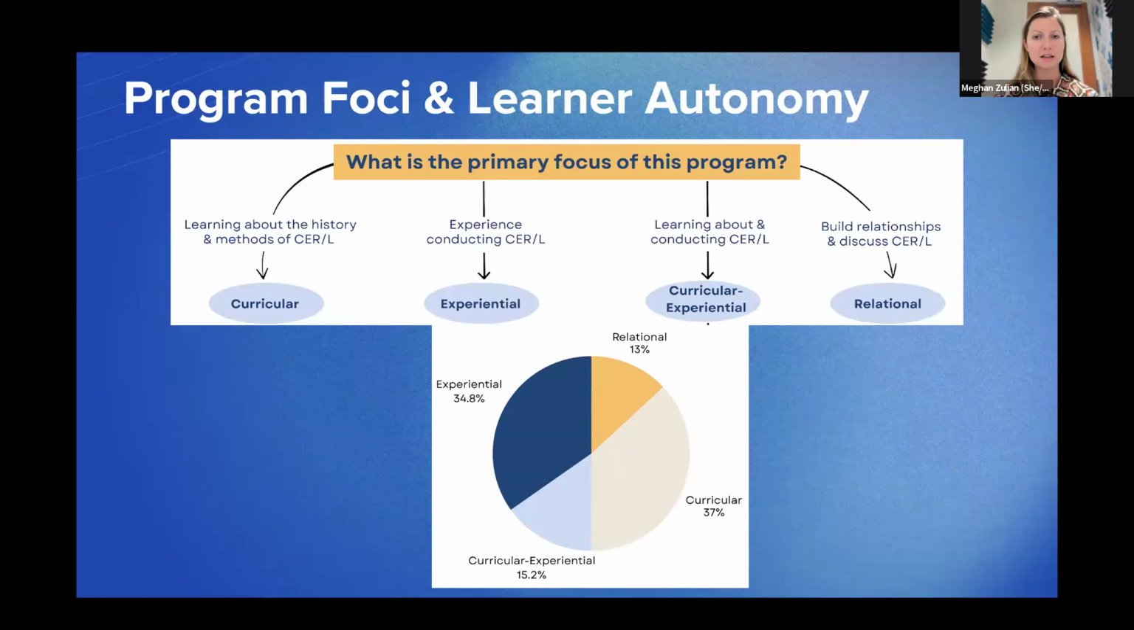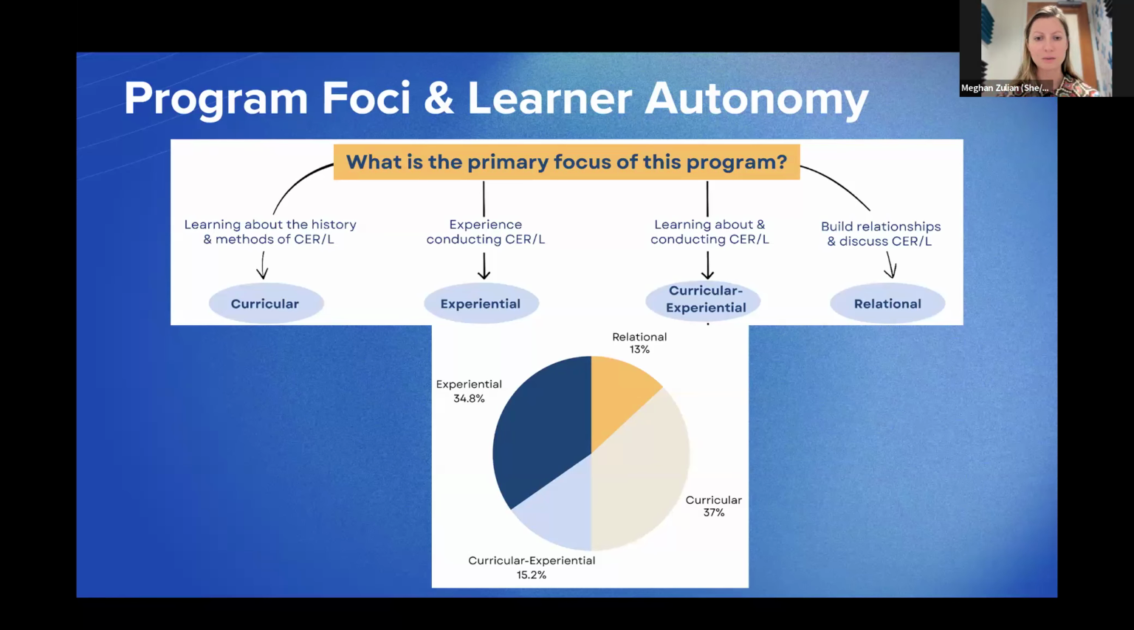And so what we found is that there are a number of different primary foci of programs. So curricular, which is more about learning the history and methods of community engaged research and learning. Experiential, which is really about going out and conducting that community engaged research or learning, which is what we heard a lot about from Dr. Zahu. Learning about and conducting community engaged research and learning together, often in progression from more learning to research. And then the fourth type, which is a little bit different, relational, which is really building relationships with other community engaged researchers, practitioners, etc.